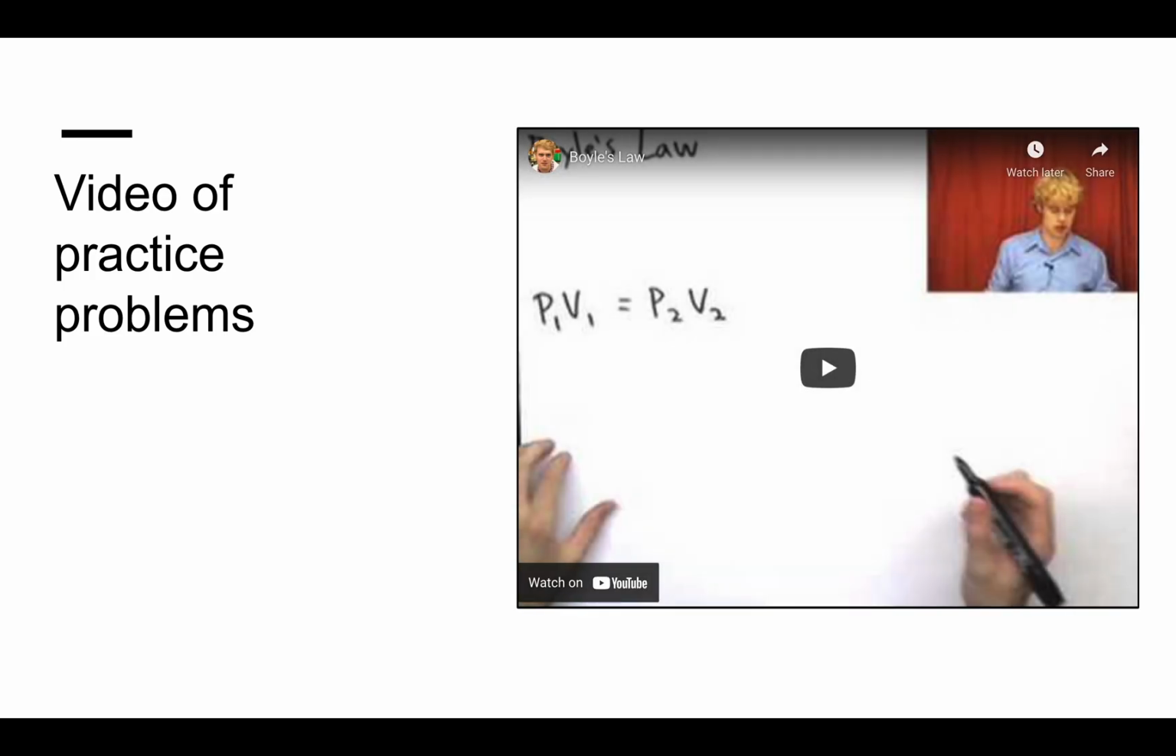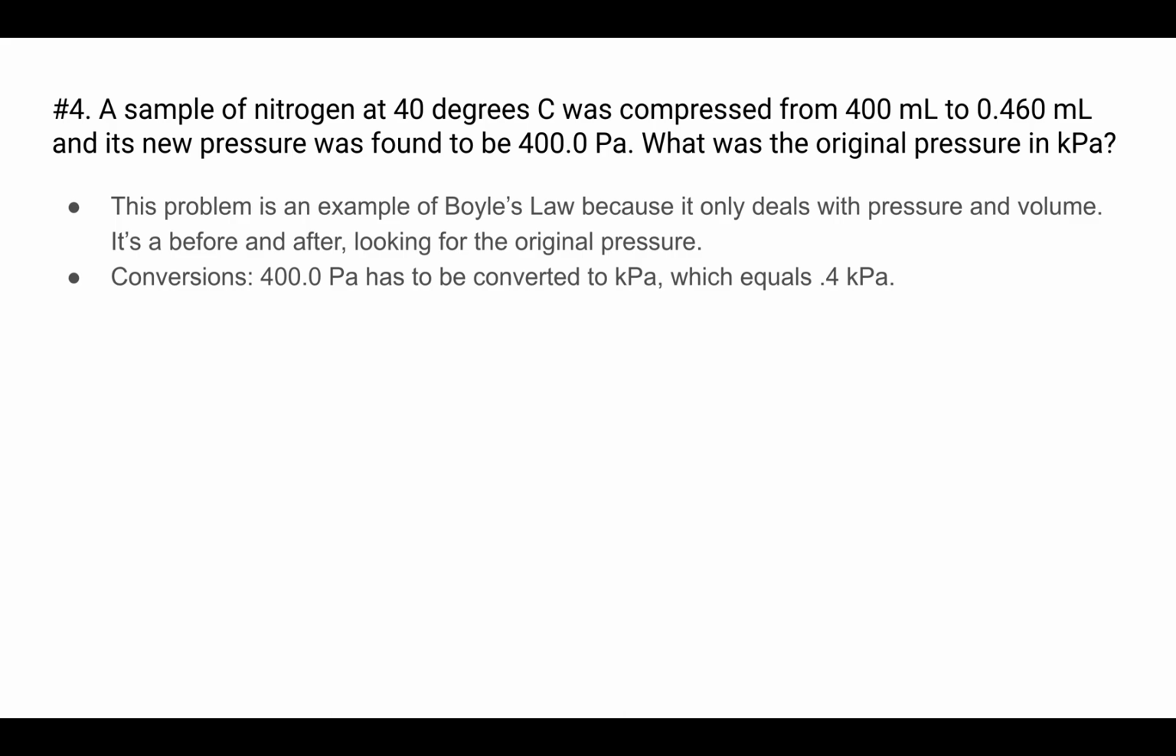So this here is a video of practice problems, including Boyle's law. And then here's the question. Boyle's law has to do with question number 4, which states that a sample of nitrogen at 40 degrees Celsius was compressed from 400 milliliters to 0.460 milliliters, and its new pressure was found to be 400 pascals. So what was the original pressure in kilopascals?